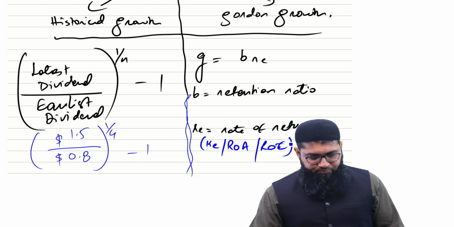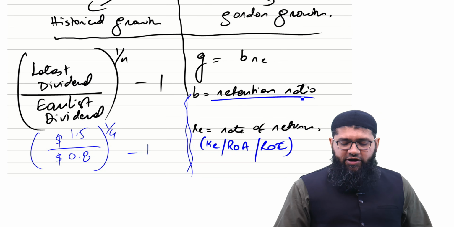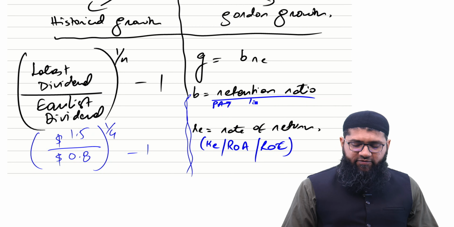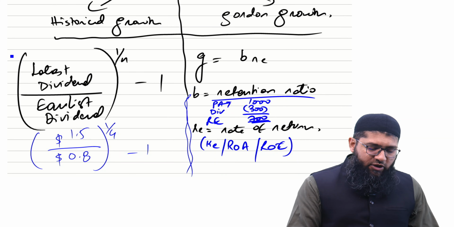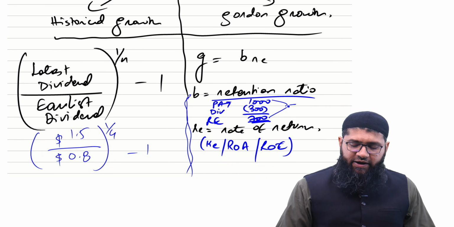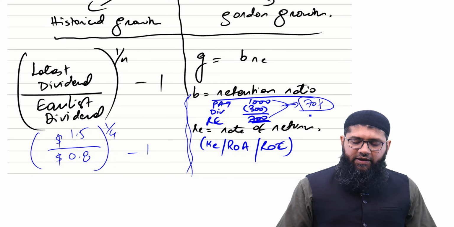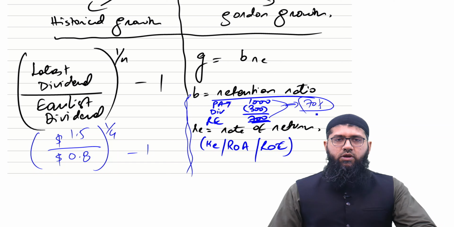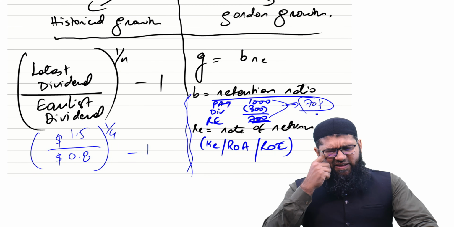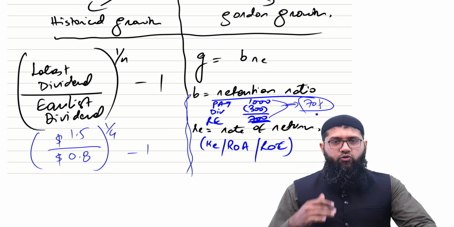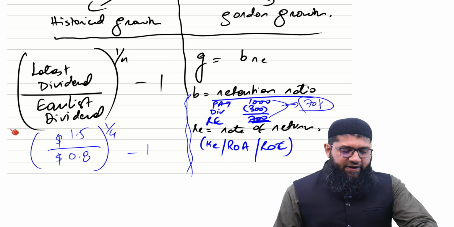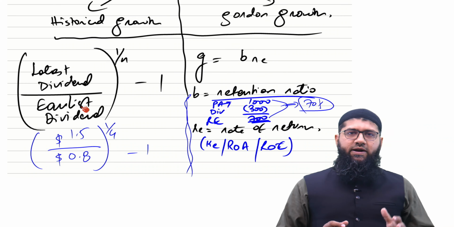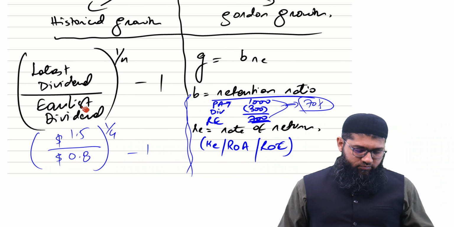Now, for the retention ratio, let's say you've got a profit after tax of 1000 and a dividend of 300, so you've got 700 as your retained earnings. 700 divided by 1000, that is 70%, is going to be considered your retention ratio. So the retention ratio refers to the percentage of the profits that have been retained.